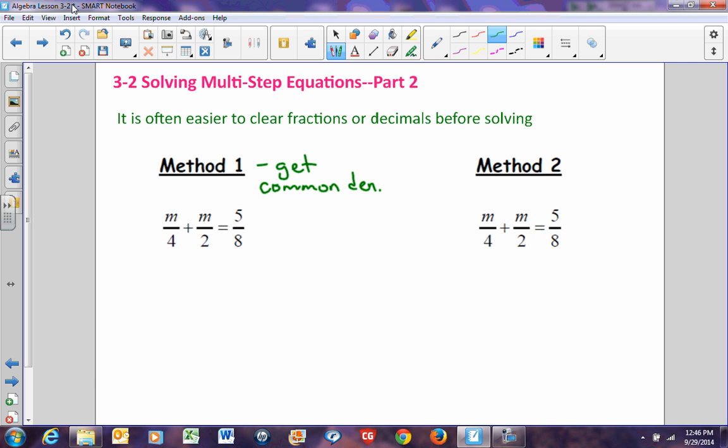I get a common denominator. If I look at this, I need to find a common denominator between 4, 8, and 2. So in other words, if I was going to add these fractions together, the common denominator would be 8. So if I take and multiply everything in this equation by 8, okay, take that back.